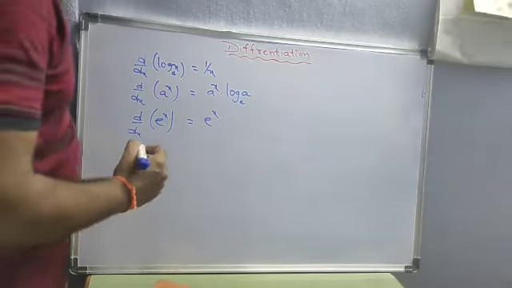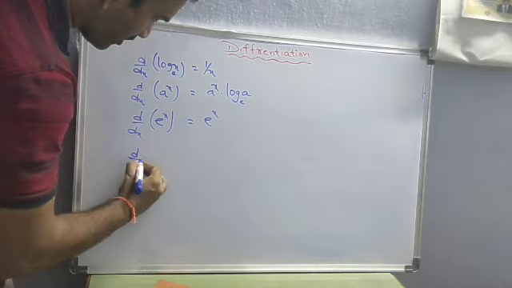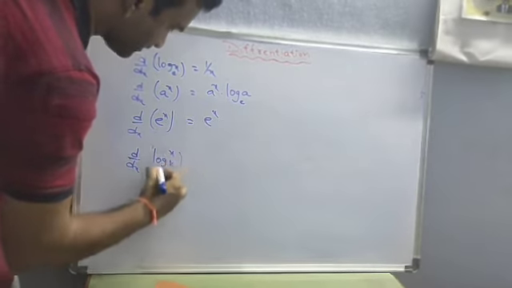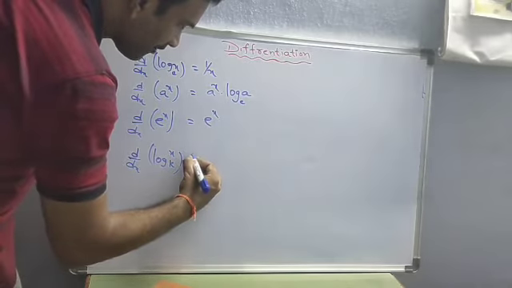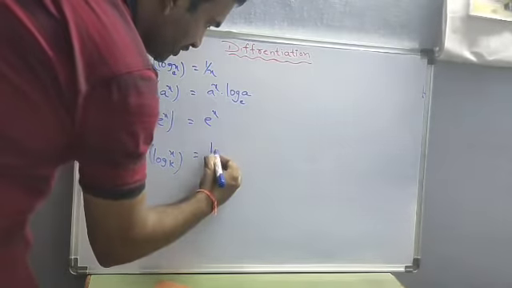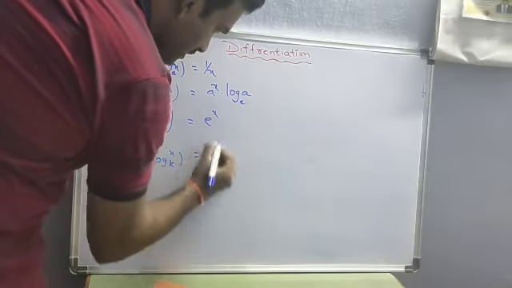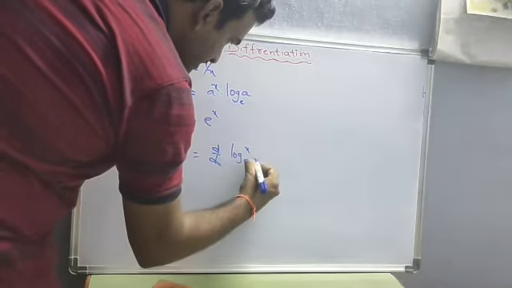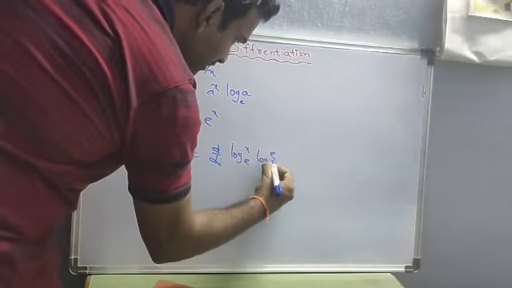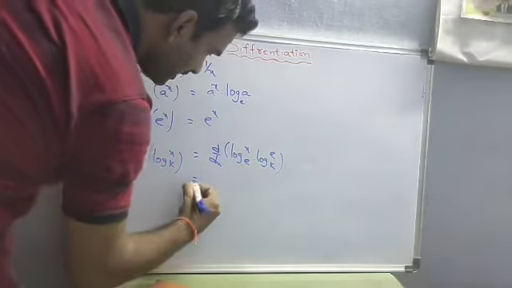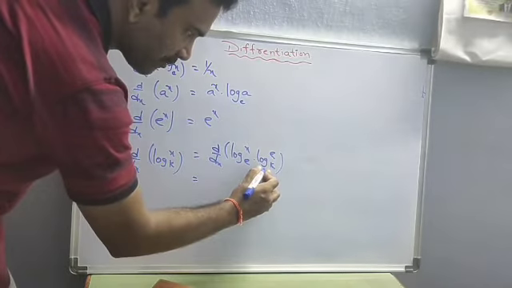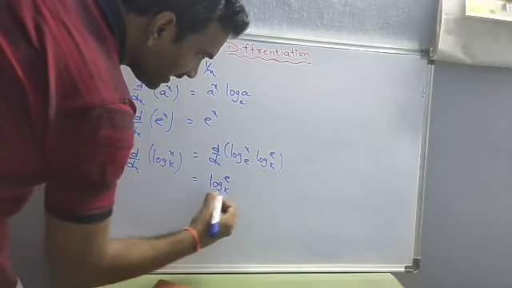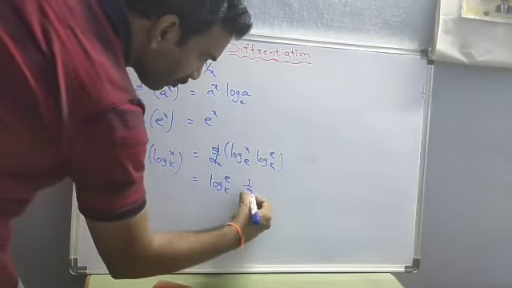For example, in some problems they are asking d by dx of log x base k, not base e. For this formula, the procedure is, you can take d by dx of log x base e into log e base k. Here what is the constant? Constants compulsory you can take outside. So log e base k into, what is that? 1 by x.